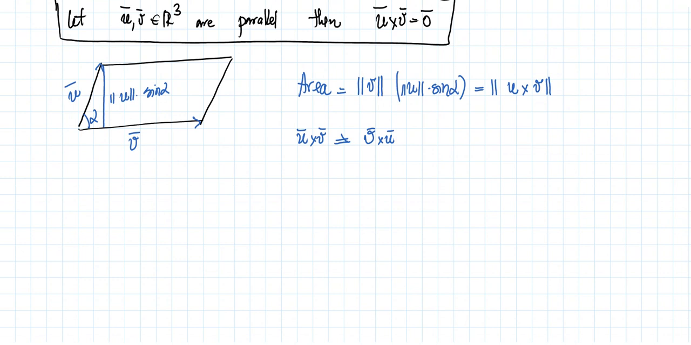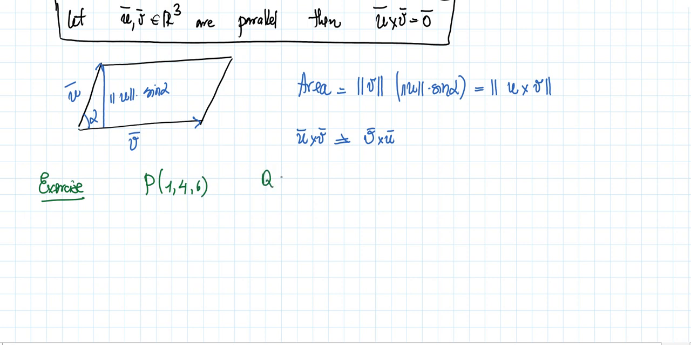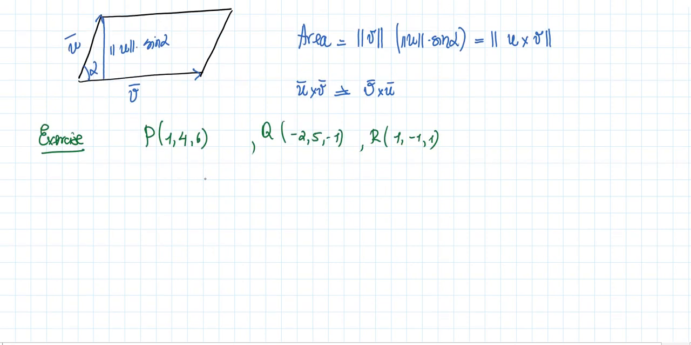Okay? So let's do an exercise. Find the area of the triangle with the following vertices. P is given with the components 1, 4, 6. Q is given with -2, 5, and -1. And R is given with the components 1, -1, and 1. Okay? So basically, you're given a triangle with the vertices P, Q, and R. You need to find its area.